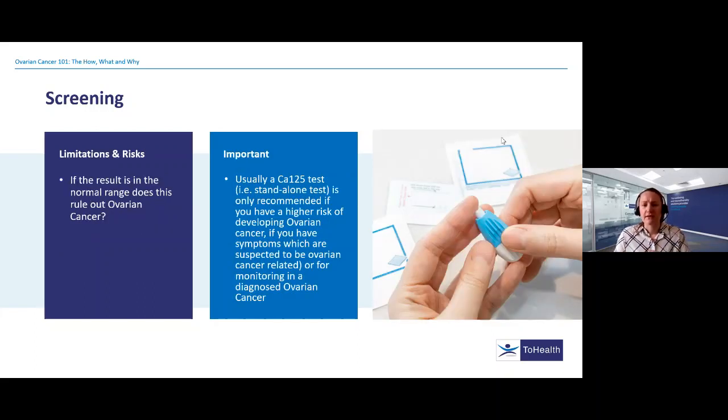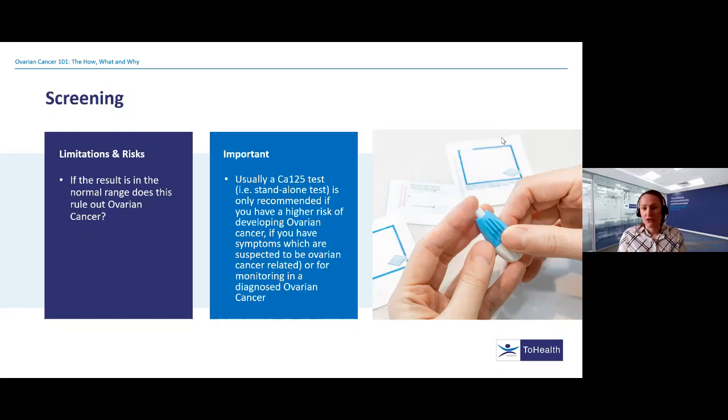We also need to consider, if the result is in the normal range, does that completely rule out ovarian cancer? Well, unfortunately not. A negative test doesn't completely rule out ovarian cancer, and hence a physical examination may still need to be performed by a GP or a specialist for those further investigations, especially if you're still having signs and symptoms 4 weeks after that CA125 test has been performed. Now, I appreciate and recognise that that might actually sound quite confusing and quite conflicting.